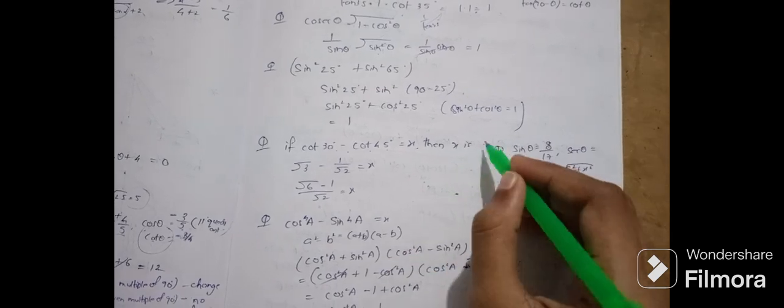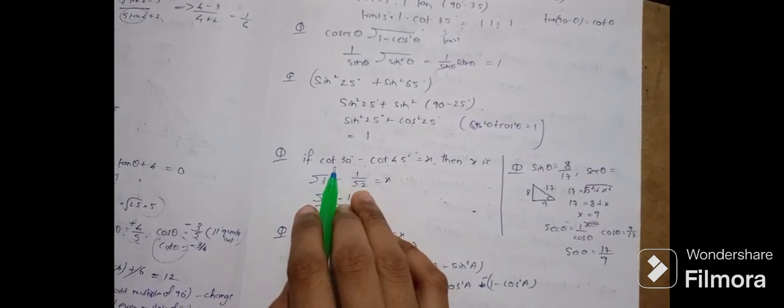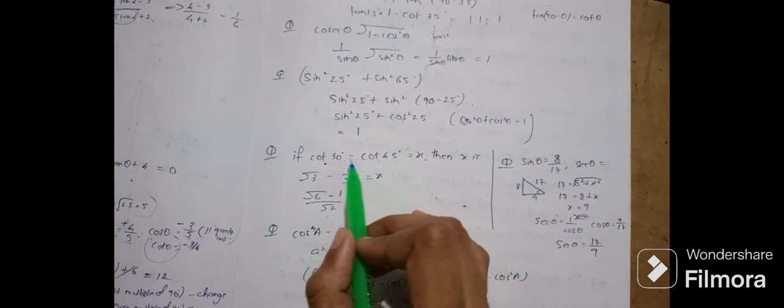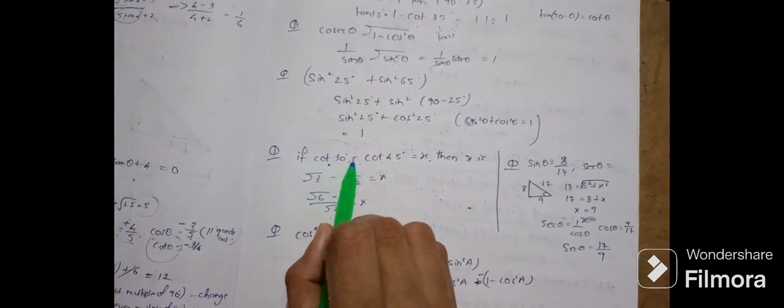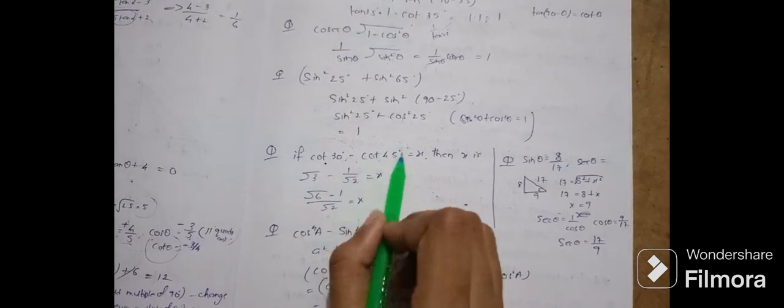Okay. Next, coming to this problem, if cot 30 degrees minus cot 45 degrees is equal to x, then x is equal to what? This is a direct problem here. From the trigonometric ratios table we can directly get the values of this: cot 30 degrees is equal to root 3 and cot 45 degrees is equal to 1 by root 2. Yeah, let us check once.